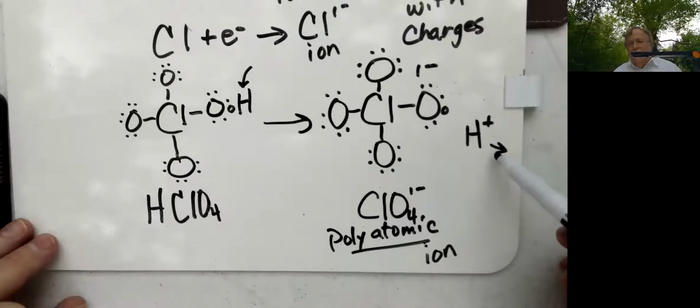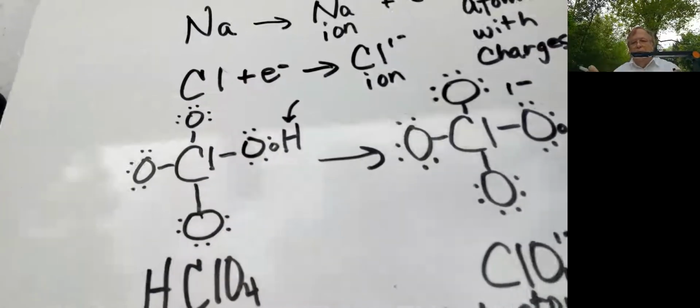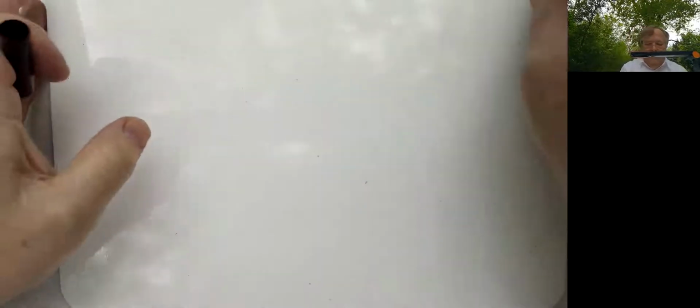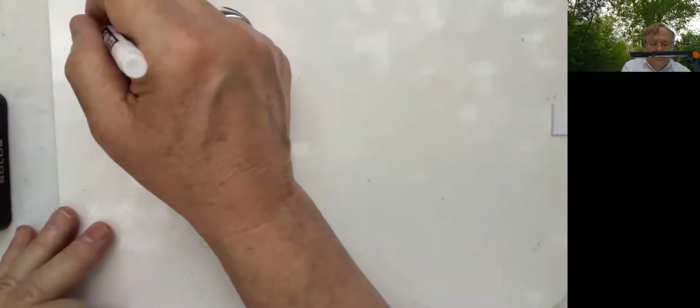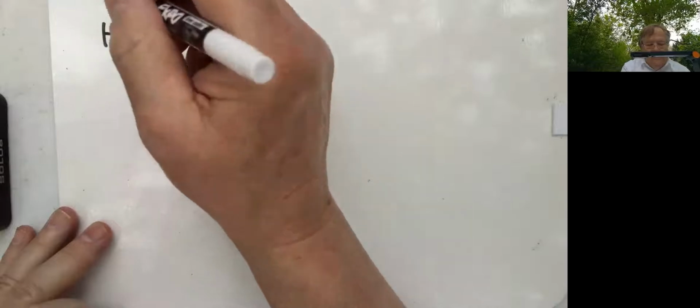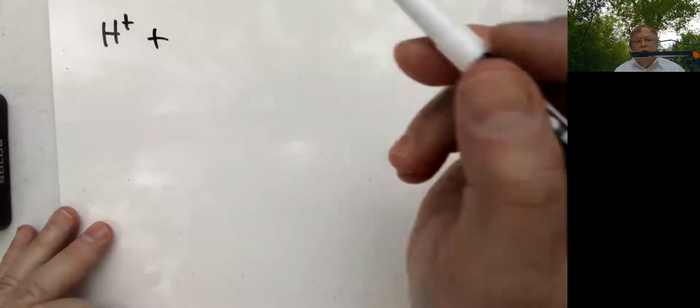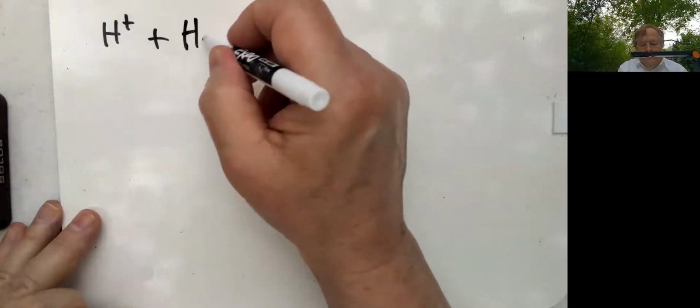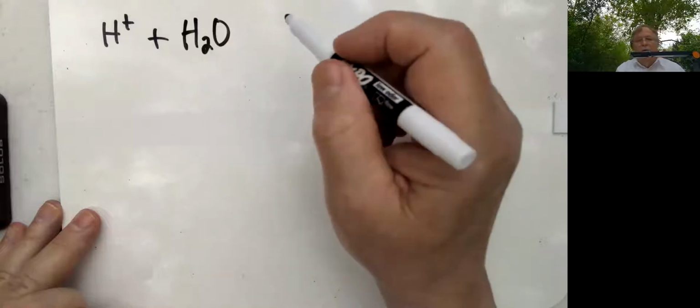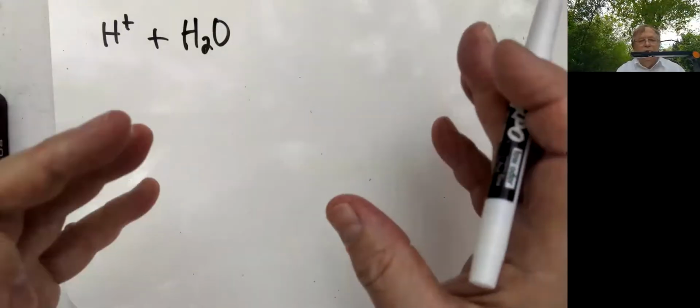All right, let's talk a little bit about what happens with that hydrogen, because that could show us the other kind of polyatomic ion. The hydrogen, in a process that's way beyond what we want to do today, will combine with the water molecule, because this all takes place in solution.